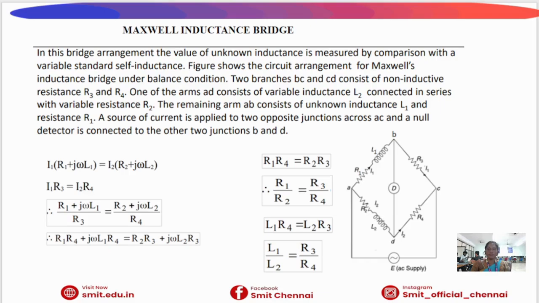So we obtain I1 into R1 plus j omega L1 is equal to I2 into R2 plus j omega L2, and I1 R3 equal to I2 R4. From these equations, separating real and imaginary parts gives the balance conditions R1 R4 equal to R2 R3 and L1 R4 equal to L2 R3. Therefore, L1 by L2 equal to R3 by R4.